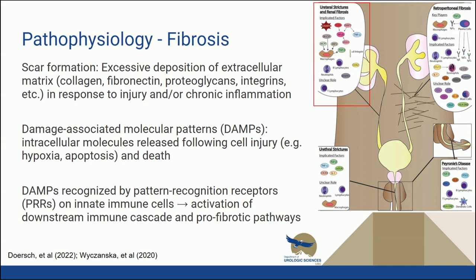Cells themselves also contain various signatures that when cells lyse or when cells die, they are released and they are picked up by the immune cells. These are called DAMPs, or damage-associated molecular patterns, and they're intracellular molecules that are released, such as DNA fragments and certain proteins, in response to hypoxia. This is something that you can see when cells apoptose. These DAMPs are recognized by pattern recognition receptors on innate immune cells, and they themselves activate downstream immune cascades and profibrotic pathways.